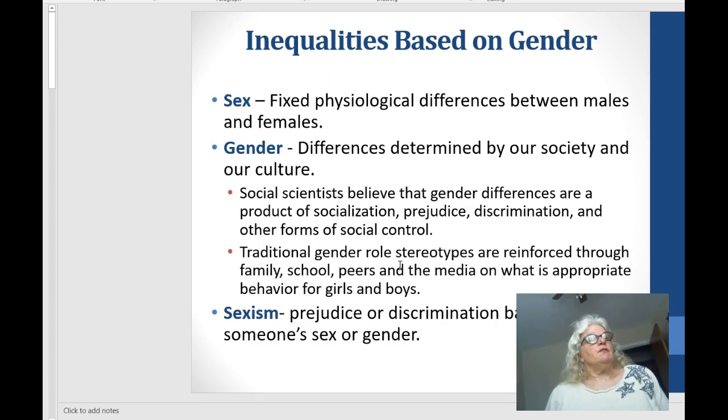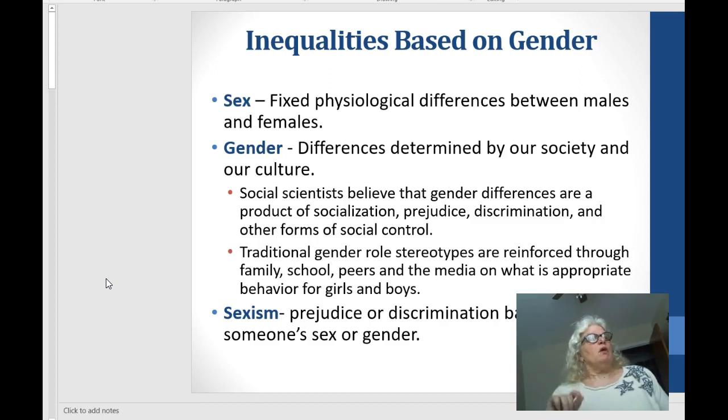Gender is different as it's determined by our society and our culture. It sets the rules by which we perform, gives us those stereotypes. It's taught and reinforced through family, schools, and peer groups. And the problems that arise here are such things as sexism and prejudice, or the discrimination that occurs based on one's sex or gender. Pretty powerful as we think about this.